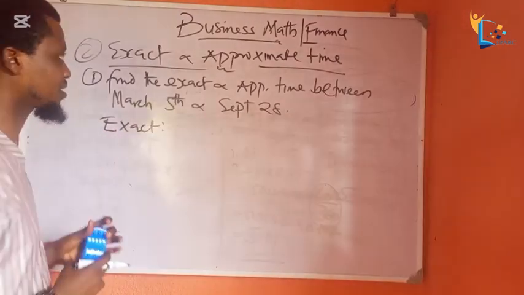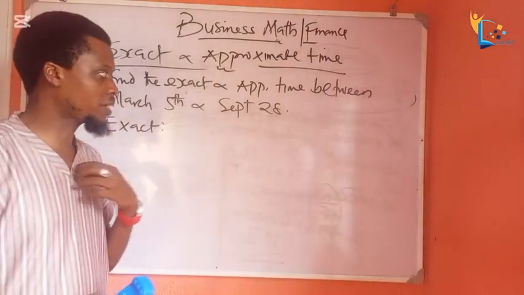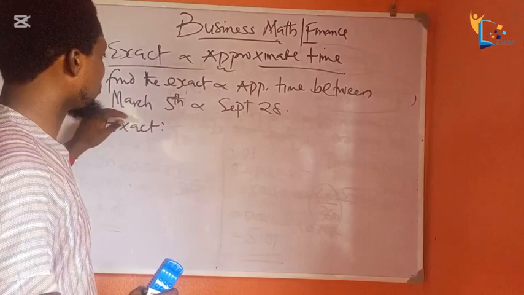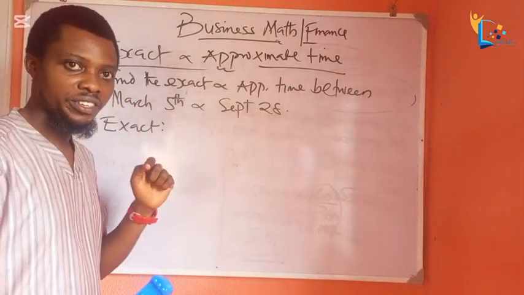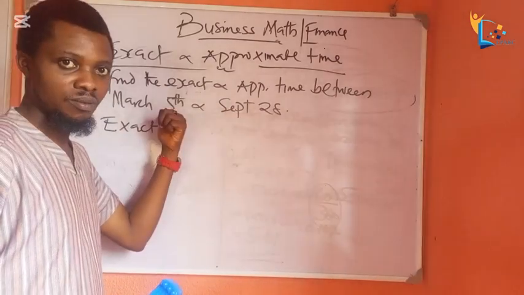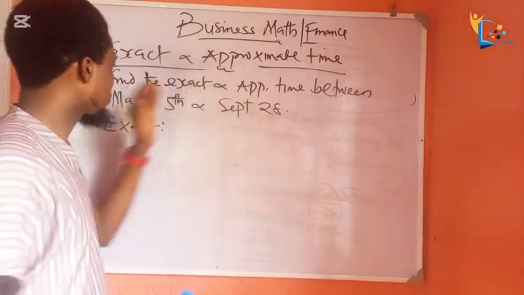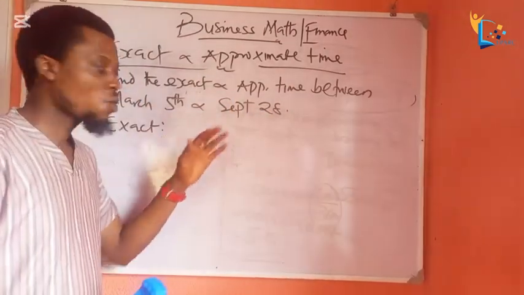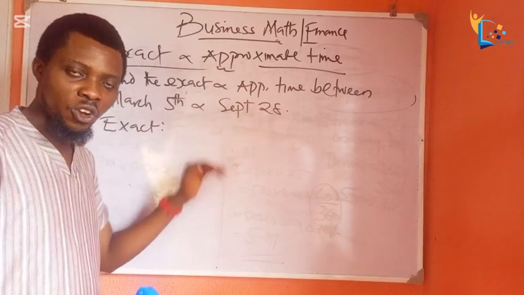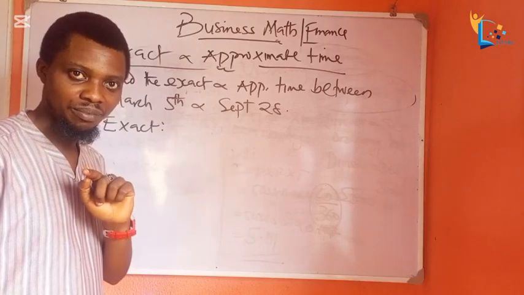Now, when we talk about exact and approximate time, for exact, there are two ways you can solve for exact time. One of the methods is this: you will calculate from 1st of January to the two periods, 1st of January to September 28th, and 1st of January to March 5th. Whatever you get, you deduct from each other.